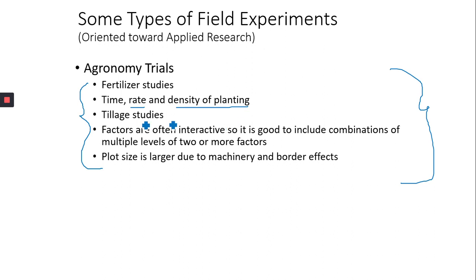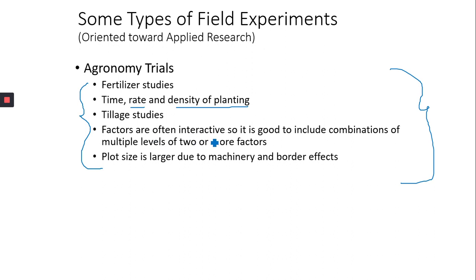So we can also have what we call tillage studies. You know, there are different types of tillage that can be used. We have conventional tillage, we have ridge, we have furrow. So we may also try and check which tillage type will produce the highest yield.